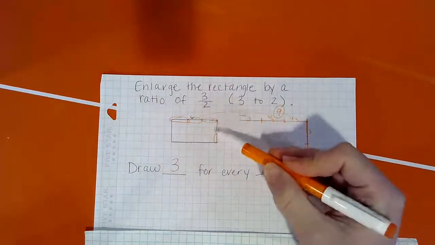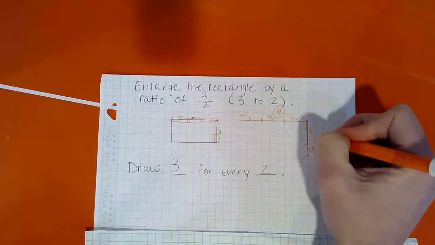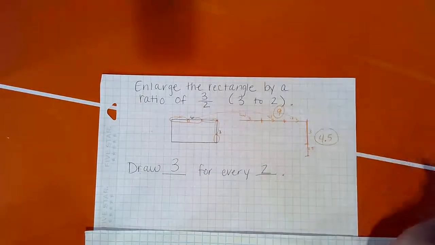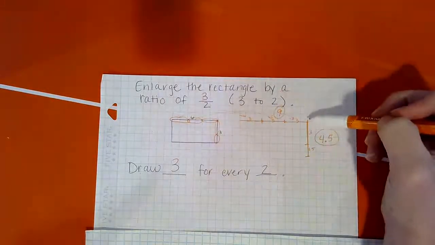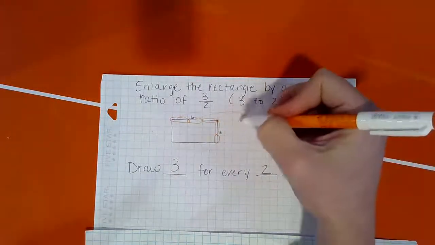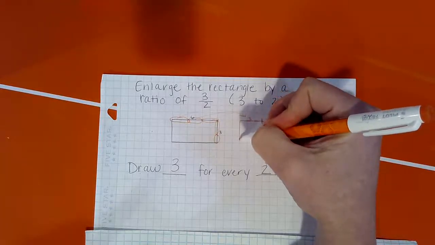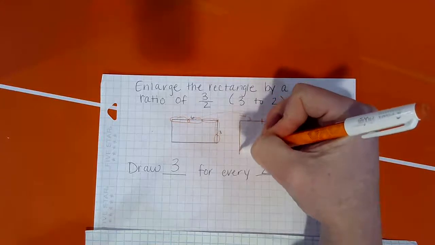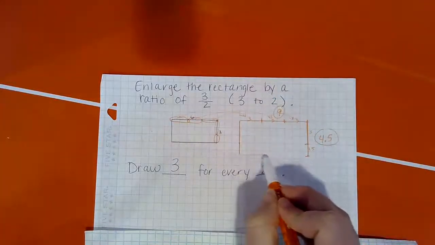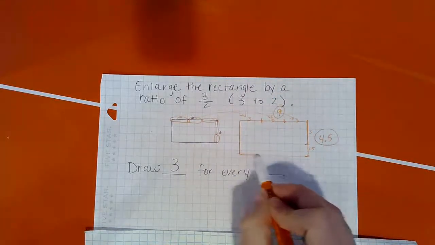So my side length of 3 grew to a side length of 4.5. And with rectangles, we know that opposite sides are the same. So if the height over here is a total of 4.5, I can complete the rectangle. 1, 2, 3, 4.5 here. And then connect those sides for 9.